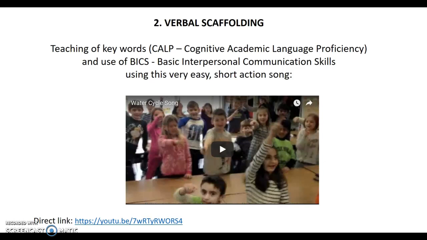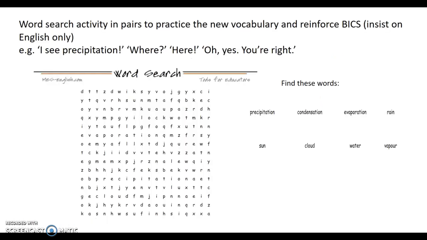And so our goal is to have them using these new words also as CALP words, while of course in the activities using the BICS, the basic interpersonal communication skills. Then I went back on tools for educators that we used last week for our board games and made this word search. I think it would be great for them to do it in couples so that they could practice their conversation. They should be using English only here.